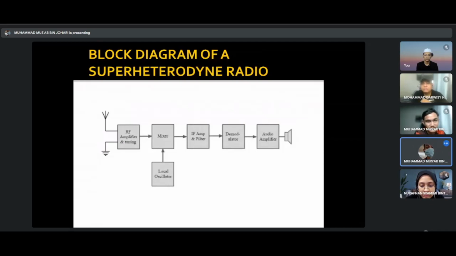It will only accept the specific frequency and reject all the other frequencies. For example, if it just wants the 100 Hz frequency, then it will amplify the weak signal. And then it will process the signal in the mixer block. The mixer block will convert the desired frequency into the medium frequency known as the intermediate frequency with the help of the oscillator.